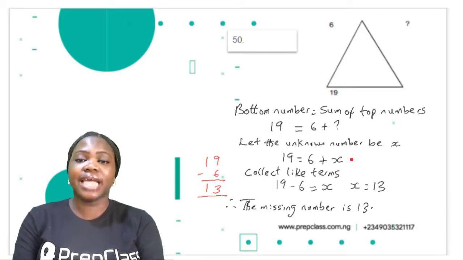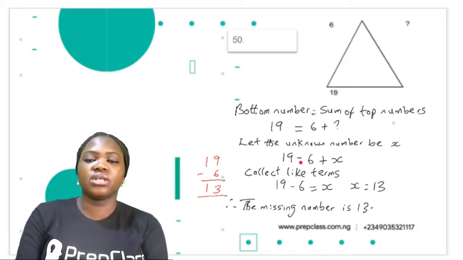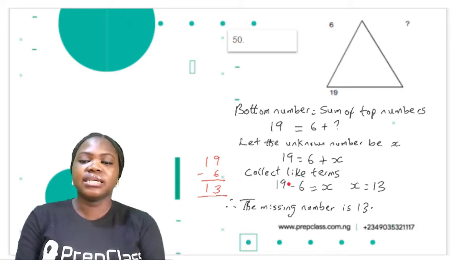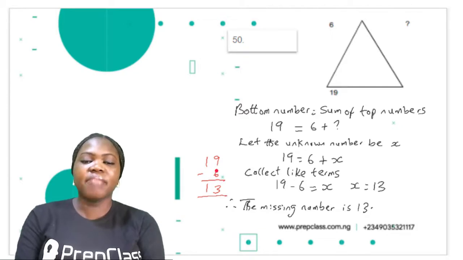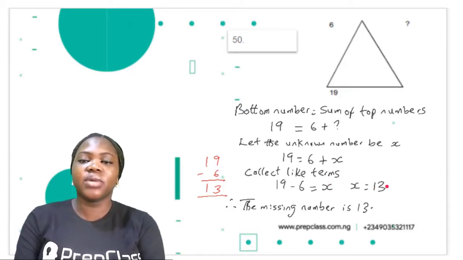So for us to get x, which is the unknown number, what we have to do is to collect like terms. So we bring the numbers to one side and then the letter to another side. So we have 19. 6 to cross the equality sign will become minus 6. So we have 19 minus 6 equals x. What is 19 minus 6? Let's find out. 9 minus 6 is 3. 1 minus nothing is 1. So x is 13. So this means that the missing number is 13.